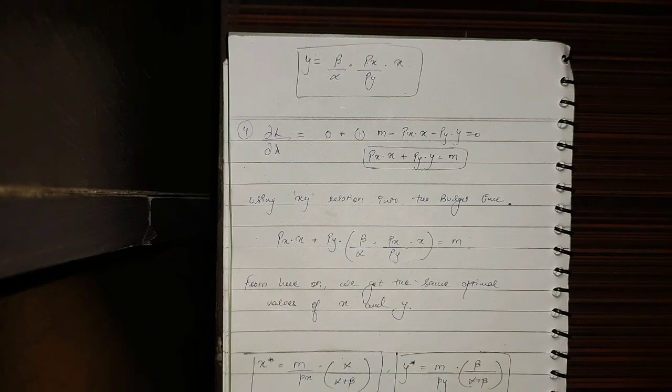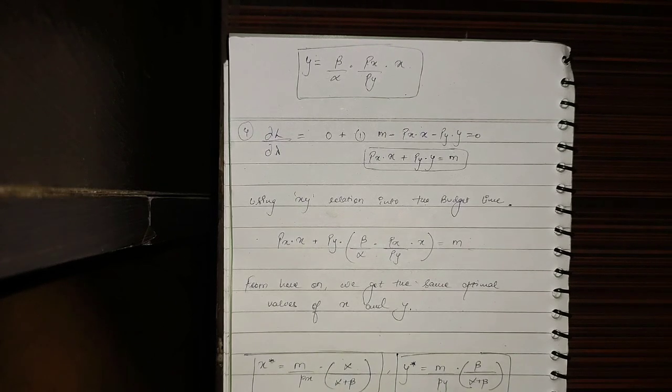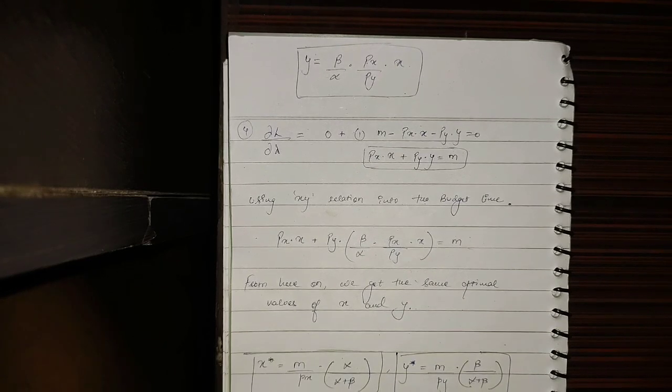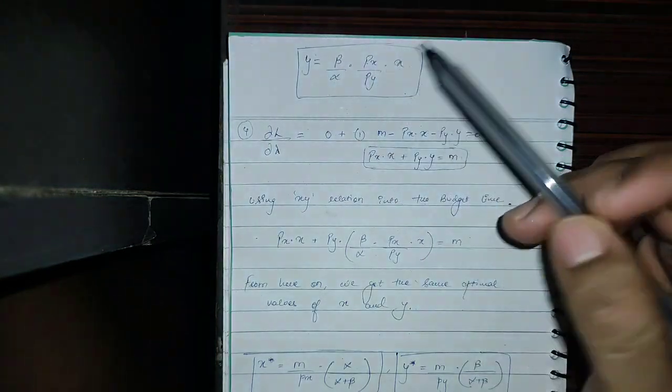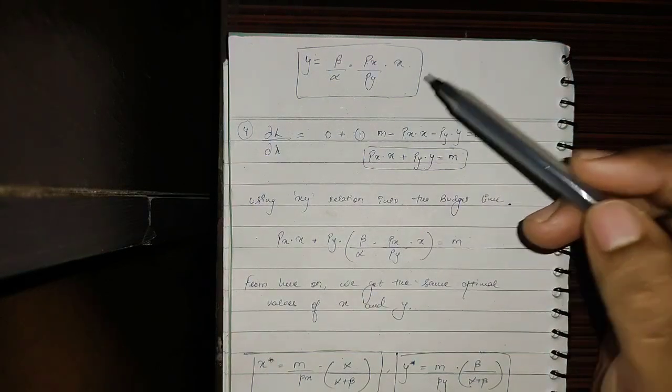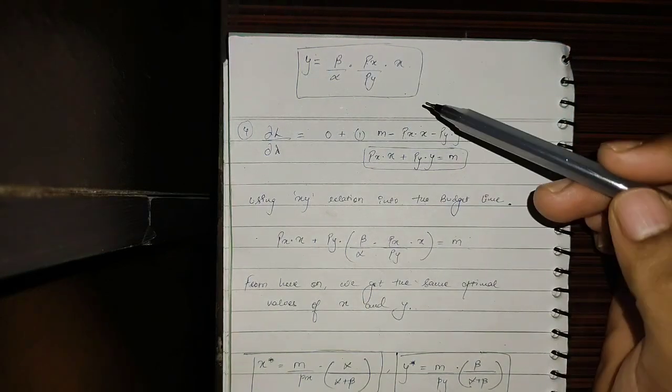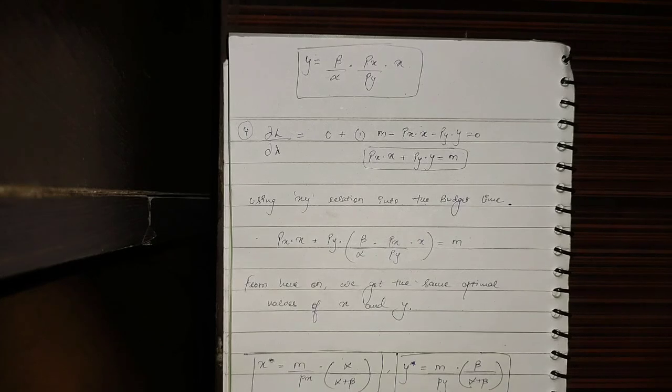So using the first order conditions that we get and dividing them, we get the same relation of x and y that we were getting earlier from the first method, and by making some manipulations we again get the same value for y, which is equal to beta divided by alpha multiplied by px by py multiplied by x.